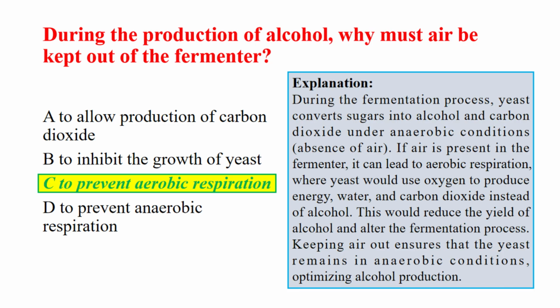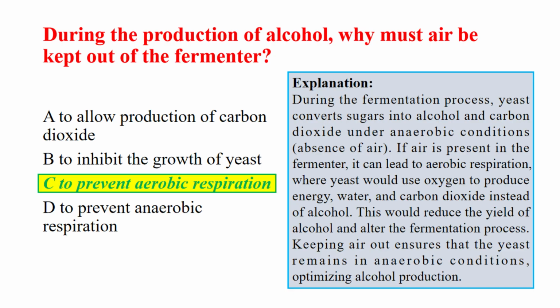When air is present, yeast can switch to aerobic respiration, where it uses oxygen to produce energy, water, and carbon dioxide, instead of alcohol. This reduces the amount of alcohol produced, which is why we keep air out. Option D. To prevent anaerobic respiration. This option is incorrect because anaerobic respiration is actually what we want during fermentation.